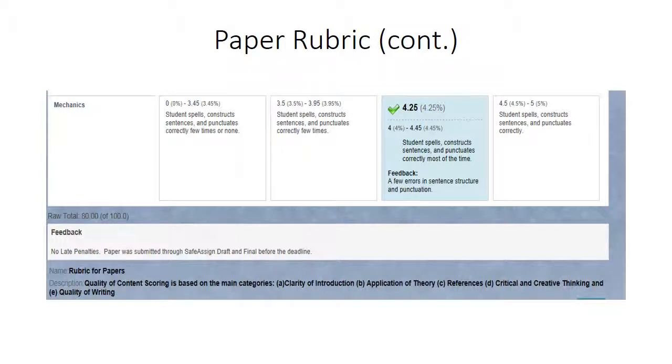And finally, the mechanics: spelling, grammar, punctuation, and so on. In this particular case, the paper got a good ranking with 4.25, and as you can see, Bart can spell Alberto. The feedback on the total paper was that there were no late penalties, and consequently the paper will get the full score of 80 that was totaled up from the various levels, the criterion, and the levels that were given, points that were given for each of those.